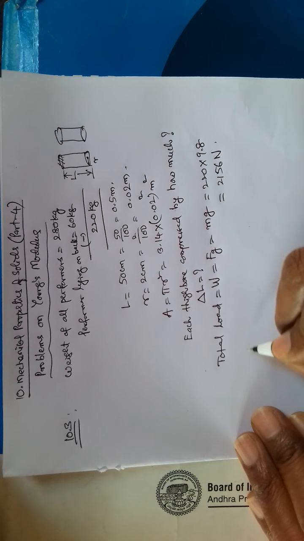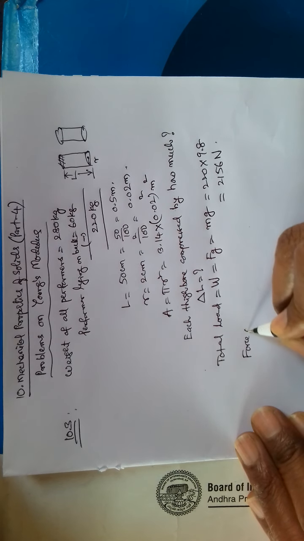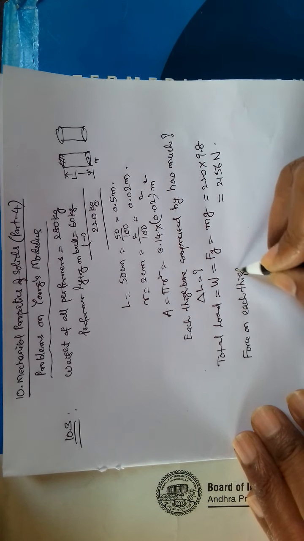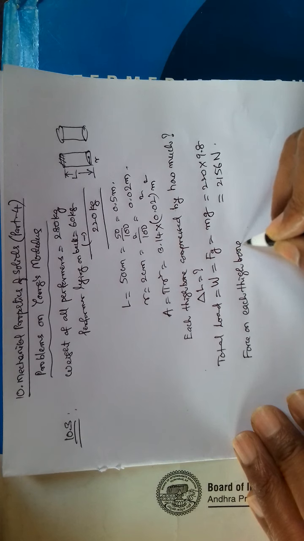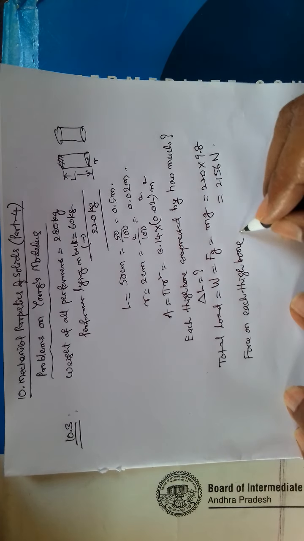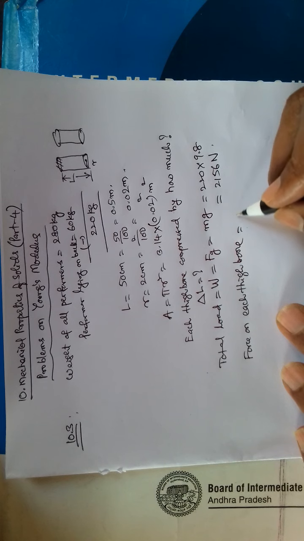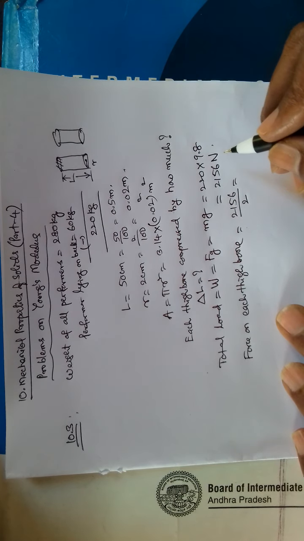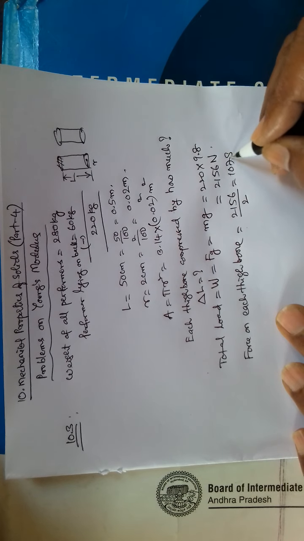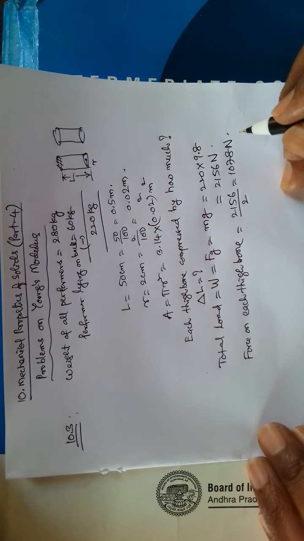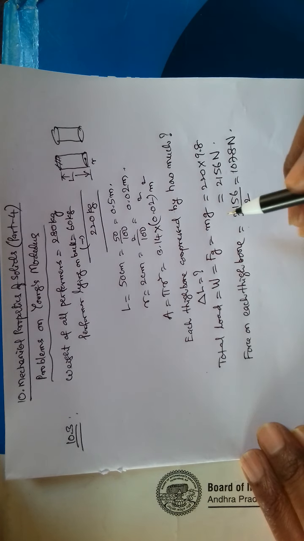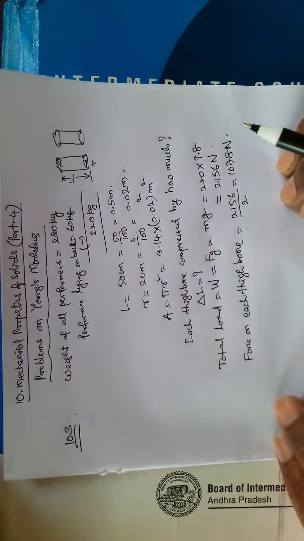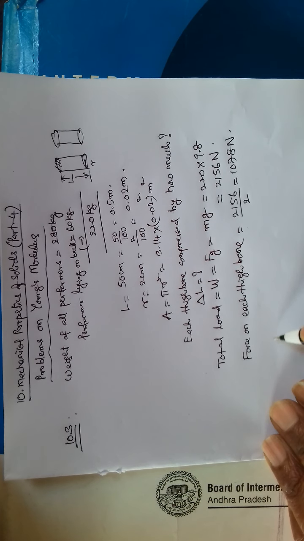Now, force on each thigh bone. Force on each thigh bone is equal to 2156 divided by 2, and that is equal to 1078 newtons. Now compression delta L is asked. Let us write the formula for Young's modulus.